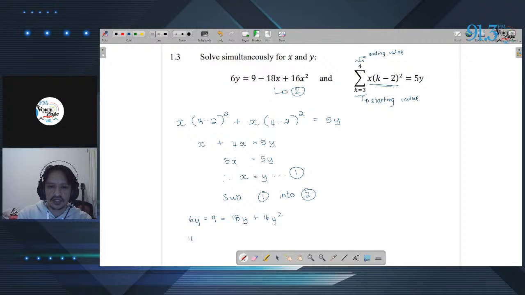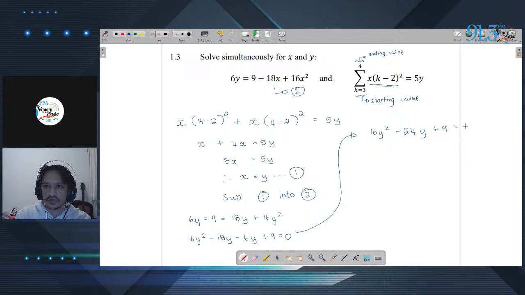Now, we just rearrange the formula. And we're going to get 16y squared minus 18y. 6 comes over, minus 6y plus 9 is equal to 0. And let's just bring it up over here. And now we try to resolve this problem. And we can just go, well, then 16y squared minus 24y plus 9 is equal to 0.